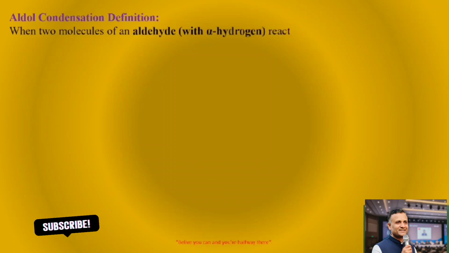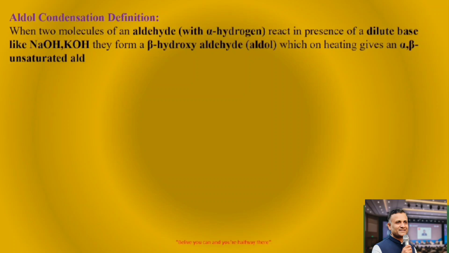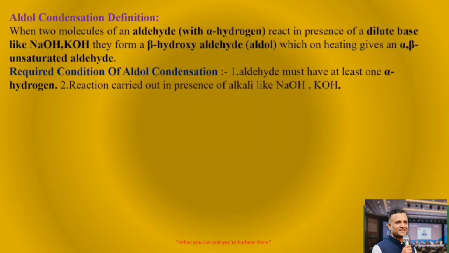Now, what is exactly aldol condensation? When two molecules of aldehyde with alpha hydrogen react in presence of a dilute base like sodium hydroxide, potassium hydroxide, they form a beta hydroxyaldehyde, that is our aldol, which on heating gives an alpha beta unsaturated aldehyde. Let's see the required condition for the aldol condensation reaction. First, aldehyde must have at least one alpha hydrogen atom, and second, reaction is carried out in presence of alkali like sodium hydroxide and KOH.